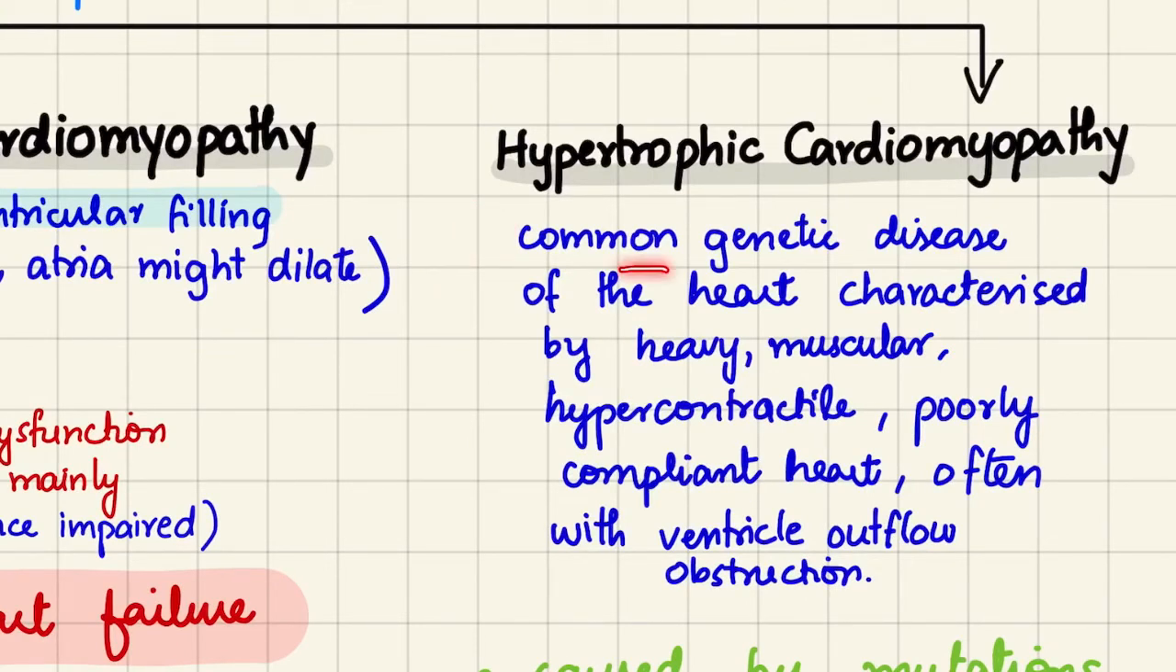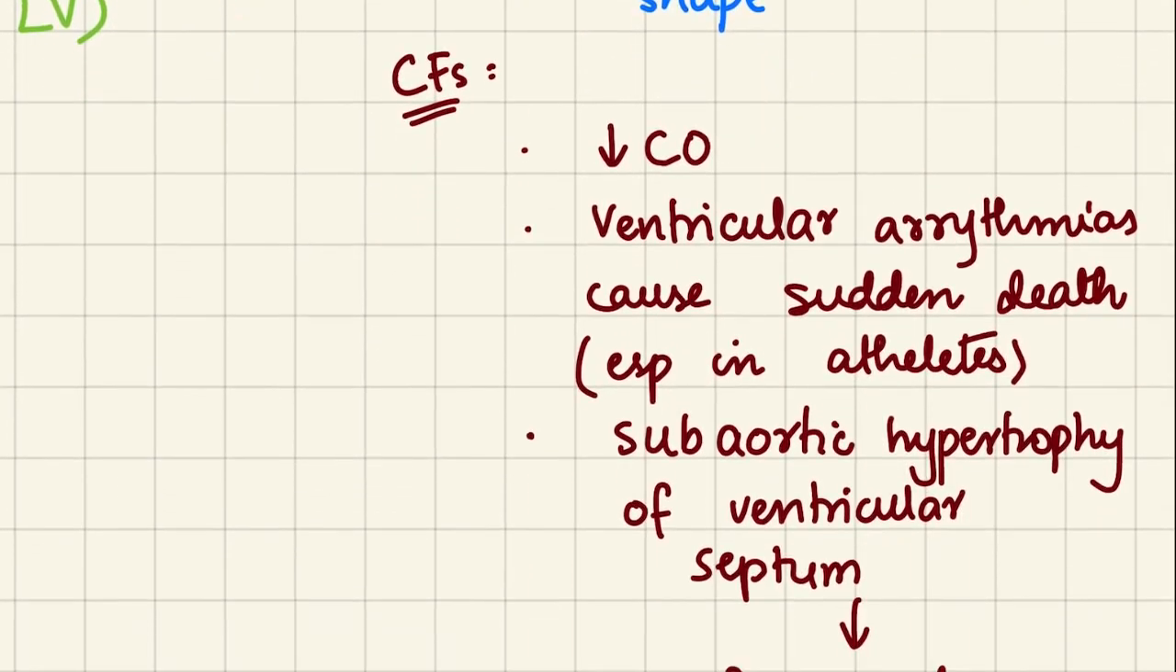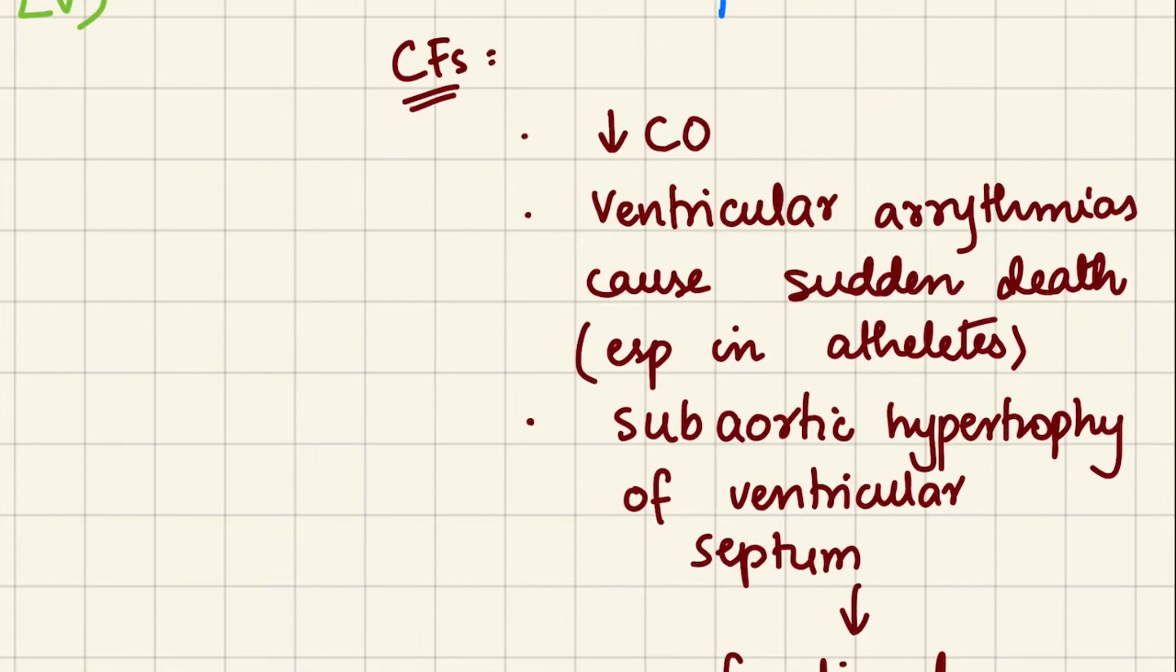This is a common genetic disease of the heart which is characterized by a heavy, muscular, hypercontractile and poorly compliant heart, and often it is associated with ventricular outflow obstruction as well, that is aortic or pulmonary valve stenosis. So the clinical features will include decreased cardiac output, ventricular arrhythmias which can cause sudden death, and especially in athletes, hypertrophic cardiomyopathy is the most common cause of sudden death.